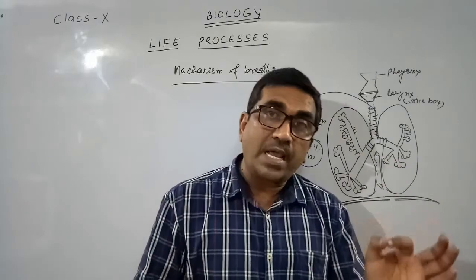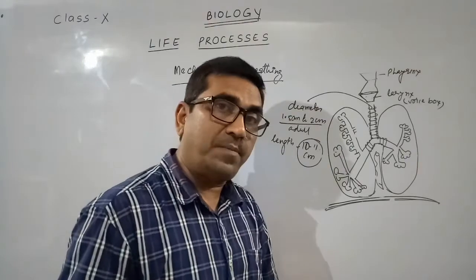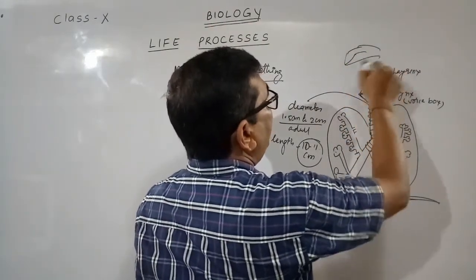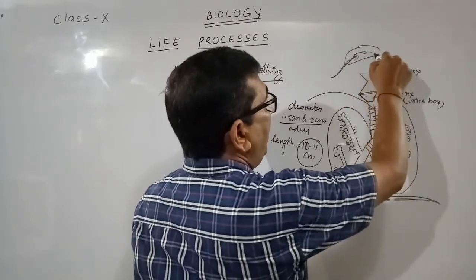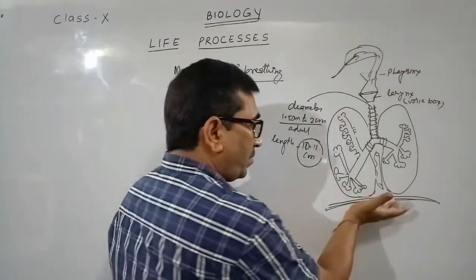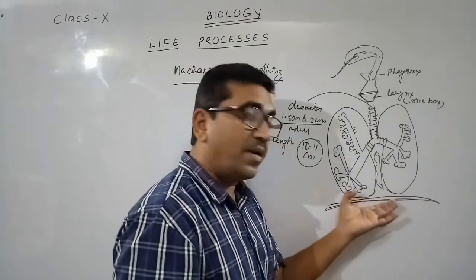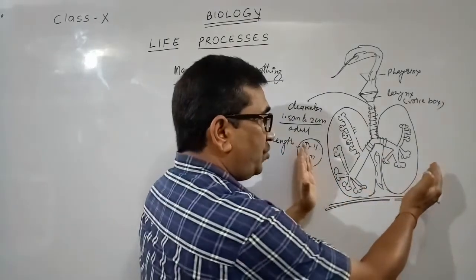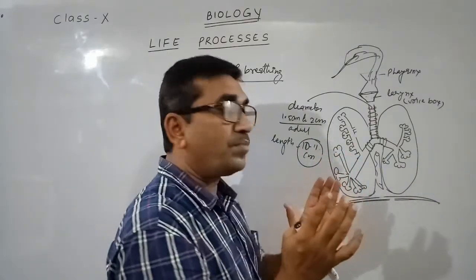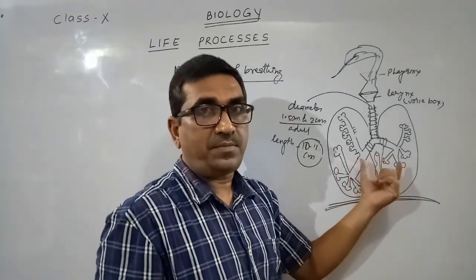Then we know that air flows from a region of high pressure to low pressure, and automatically the wind from our nostril passage enters, and through this pipe it comes through. And when the diaphragm relaxes, the volume of the chest cavity decreases, and when the volume of the chest cavity decreases, the pressure inside it increases.